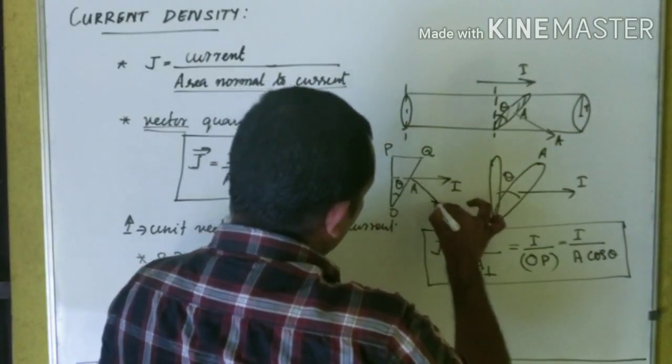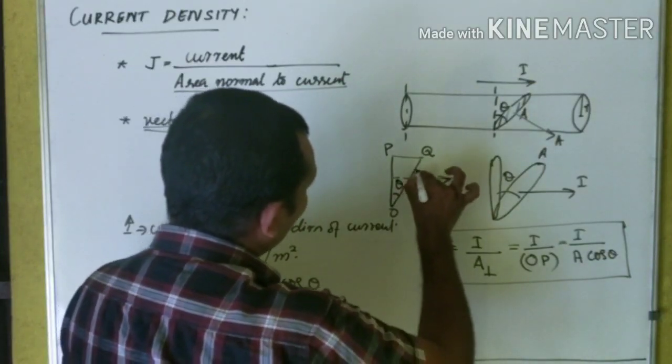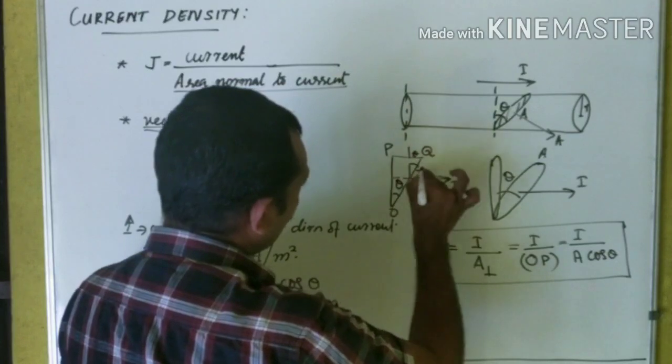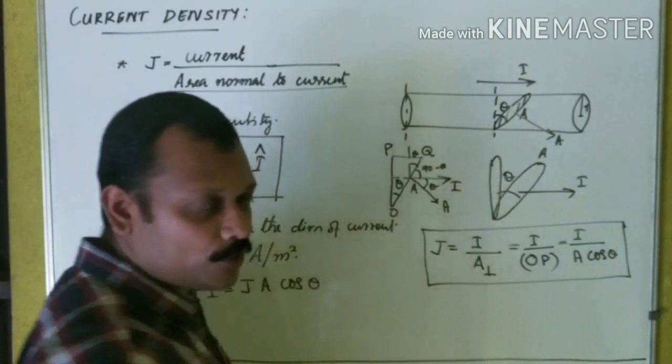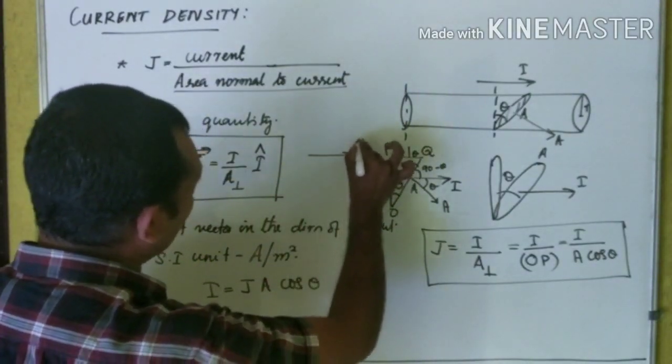So I am representing here itself, this is A. The question I am asking is, what is this angle? This angle is going to be theta, no doubt at all. This will be 90 minus theta. This is going to be theta again. Right? So looking at the figure, I can say this is the direction of J.